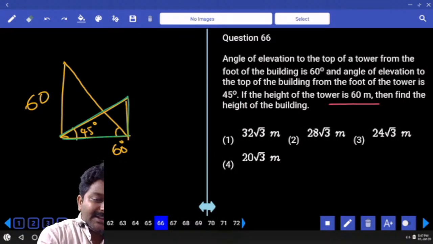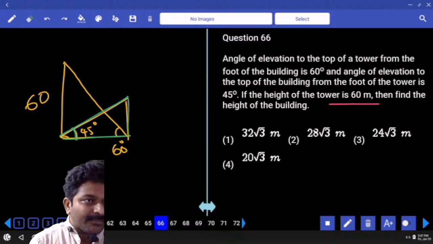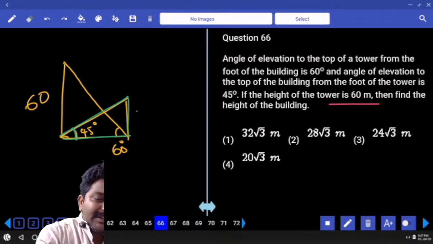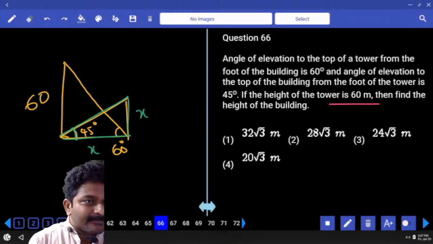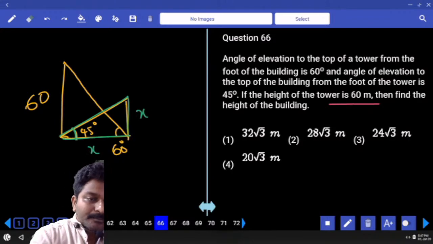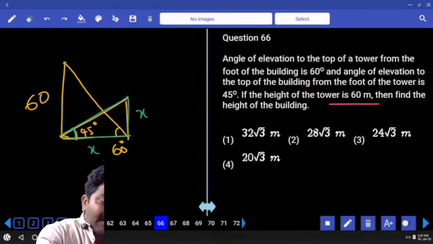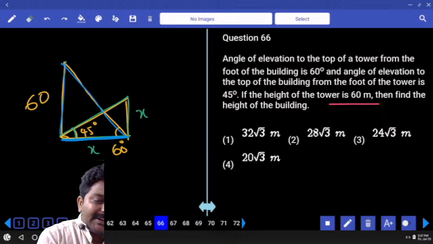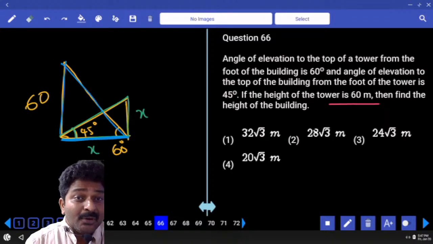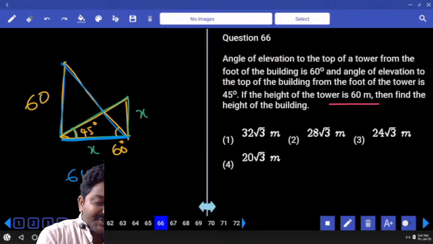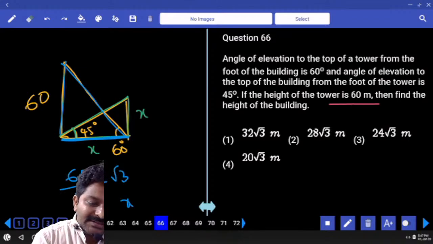What is the angle? It is already given here, 45. Tan 45 is 1. That means the height of the building is x, and the base is also x. Correct? Now observe the other triangle where we have angle 60 degrees. Tan 60 is root 3. That means 60 by x is equal to root 3. Then x is equal to 60 by root 3.